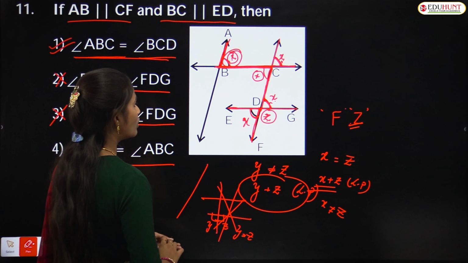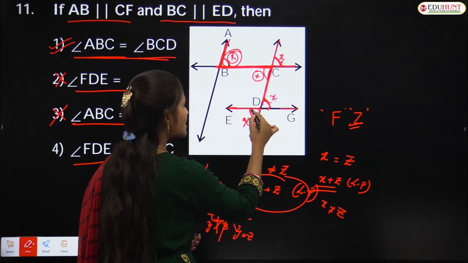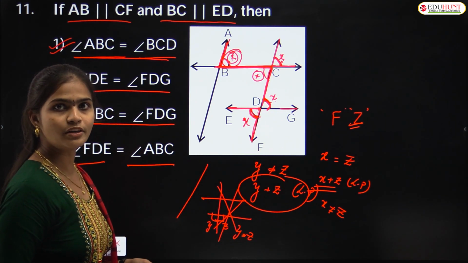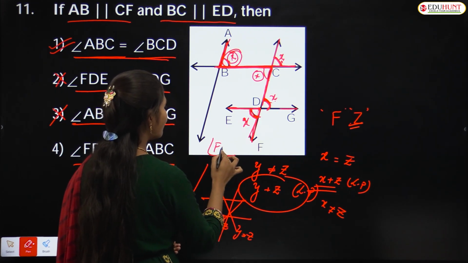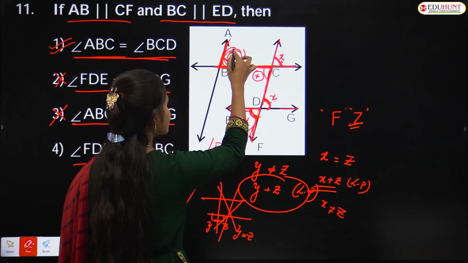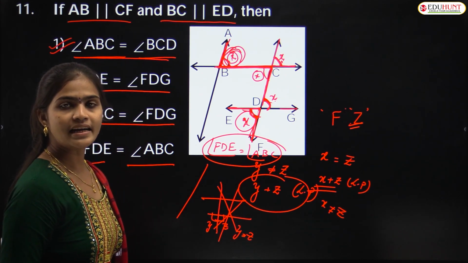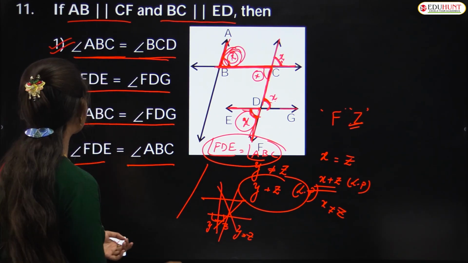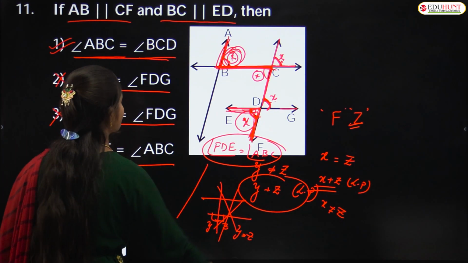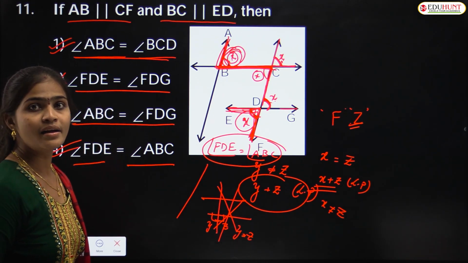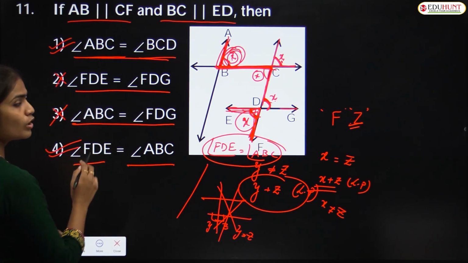Yes or no? Why? Because these two angles are vertically opposite angles. So vertically opposite angles are equal, no? That's why here x and here also x. What is this angle? That is angle FDE, and here where we got that x angle, which is equal to angle ABC. So that is equal only, no? So that condition is true. So angle FDE is equal to angle ABC. So these two options are correct. This is a multi-correct answer. Multi means more than one option is correct. So here two options are correct.